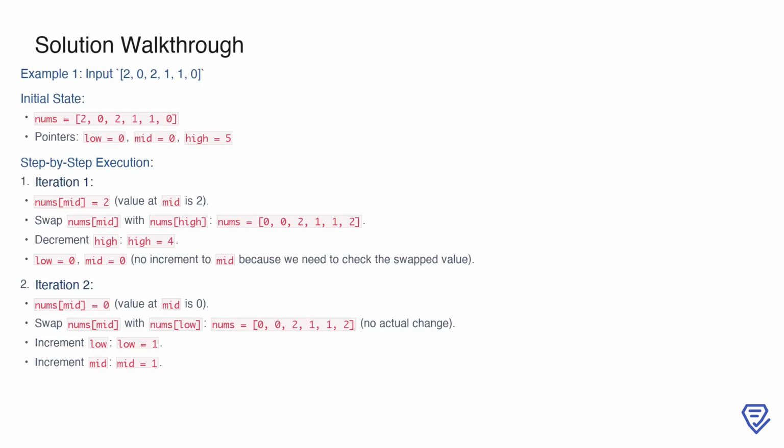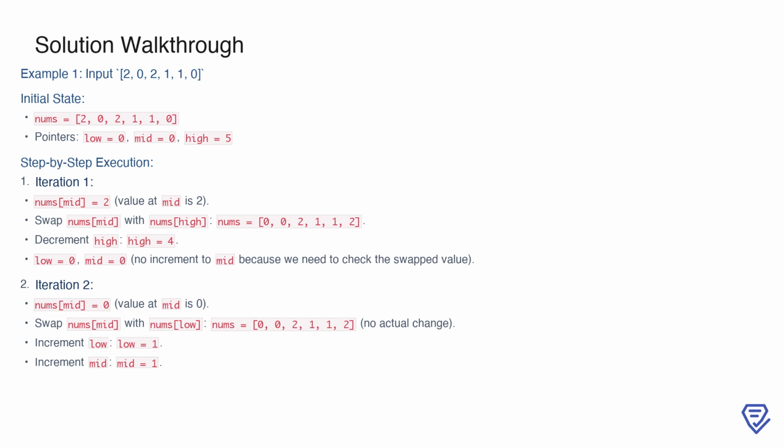Here, we're starting with the input array 2, 0, 2, 1, 1, 0, and the initial positions of our pointers are low equals 0, mid equals 0, and high equals 5. In the first iteration, the value at mid is 2. Since 2 belongs at the end of the array, we swap nums[mid] with nums[high], which moves the 2 to the last position. This updates the array to 0, 0, 2, 1, 1, 2, and we decrement high to 4. Notice that mid remains at 0 because we need to recheck the swapped value.